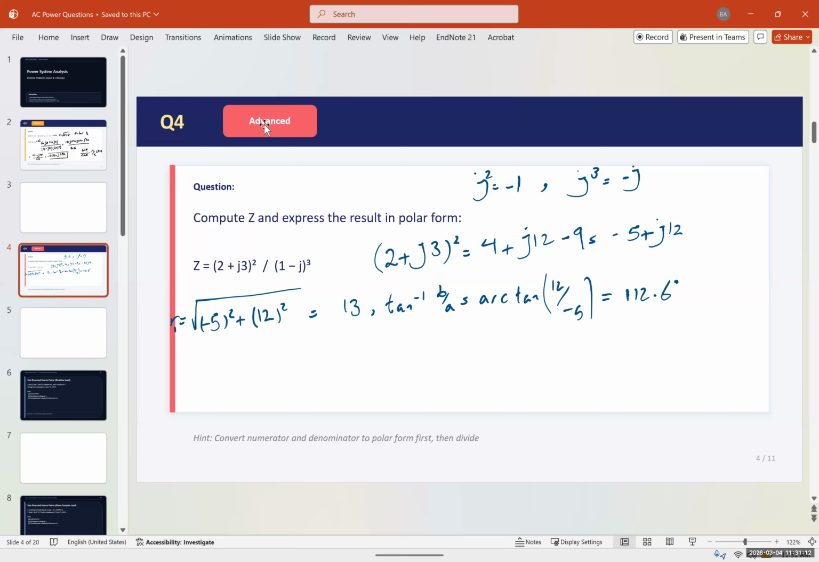Now for 1 minus j in the power of 3, 1 minus j in the power of 3 is equal to 1 minus j times 1 minus j in the power of 2.